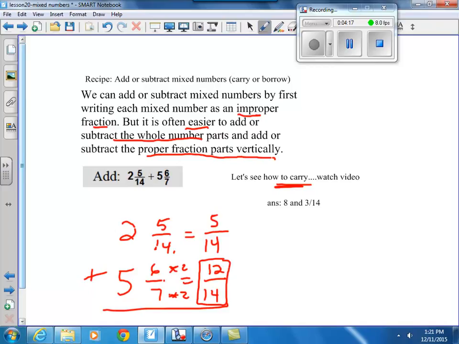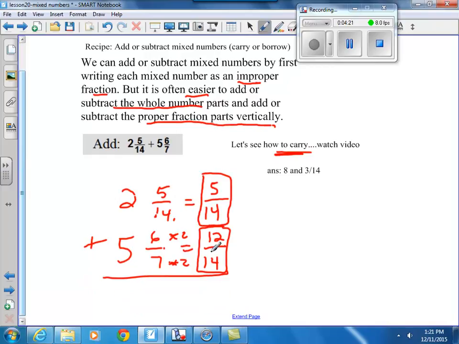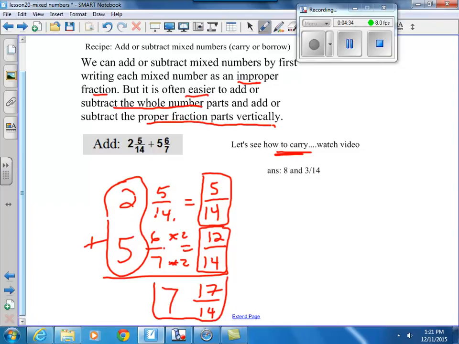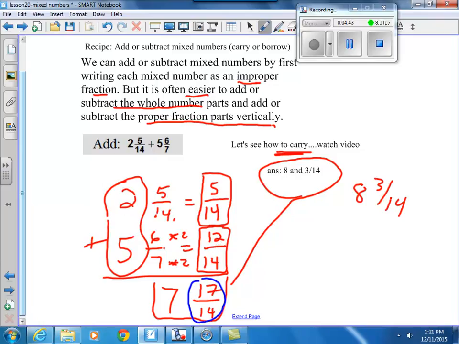This stays 5/14. Now that we have the same denominator, 5/14 plus 12/14 is 17/14. And you can add the whole number parts. 2 plus 5 makes 7. Now, hey, wait a second. How come we got 7 and 17/14 and the final answer should be 8 3/14? Aha! Note to self. 17/14 is improper. You have to make sure it's proper.